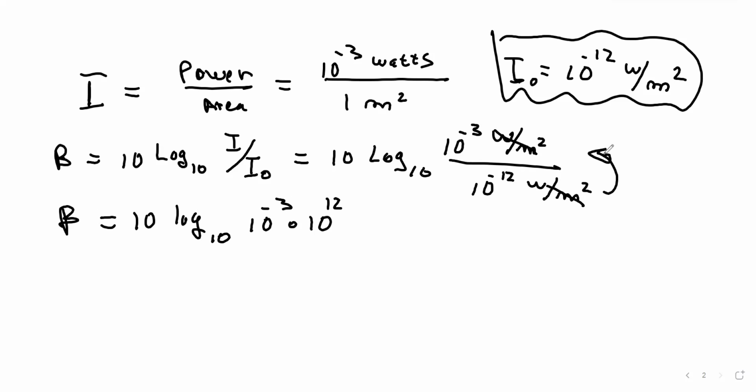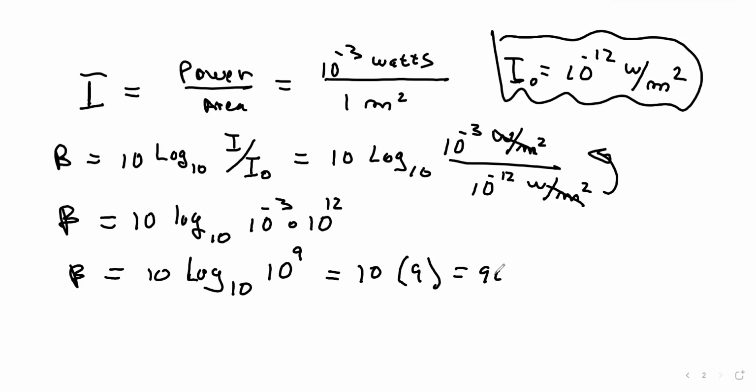So the intensity of your sound is going to be 10 logarithm base 10. And again, you don't have to write the 10 all the time, but I'm putting it here for simplicity. It's going to be 10 to the 9 here, because minus 3 plus 12 is going to throw you a 9. So this is going to be 10, and the logarithm base 10 of 10 to the 9 is 9. So this is going to give you 9 decibels.